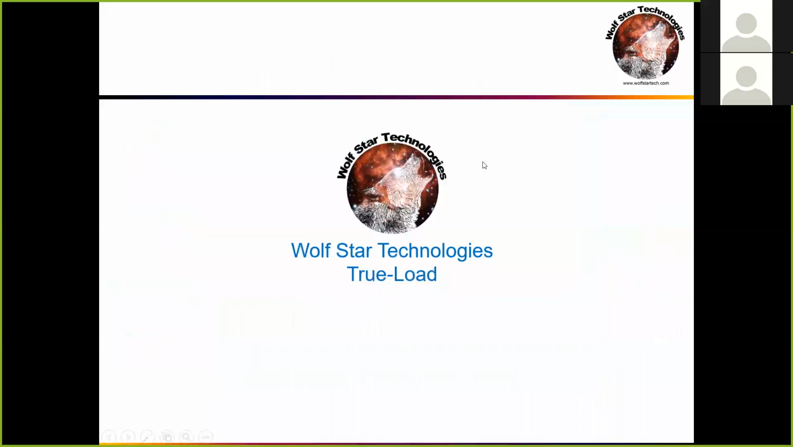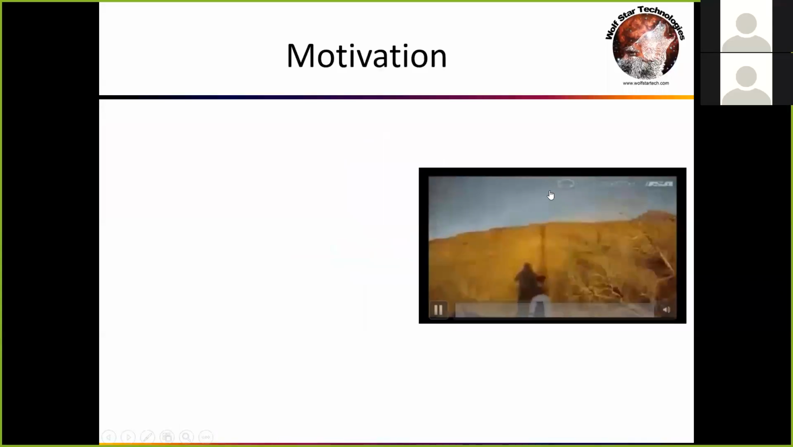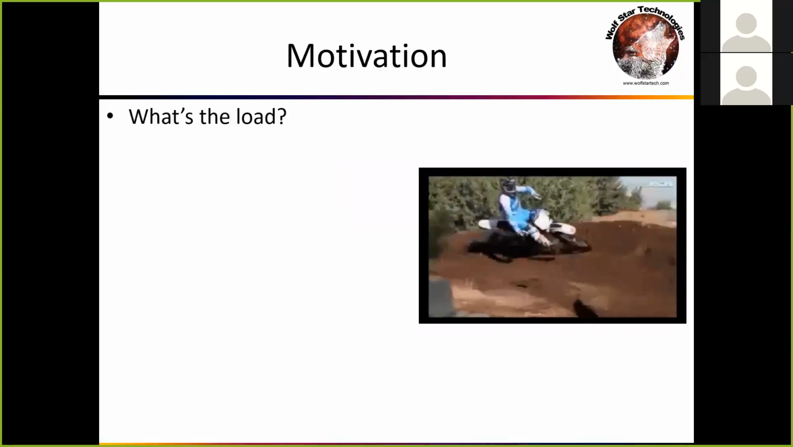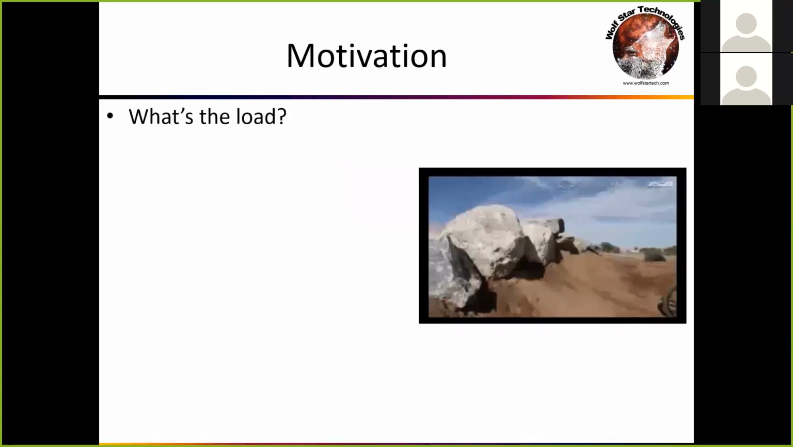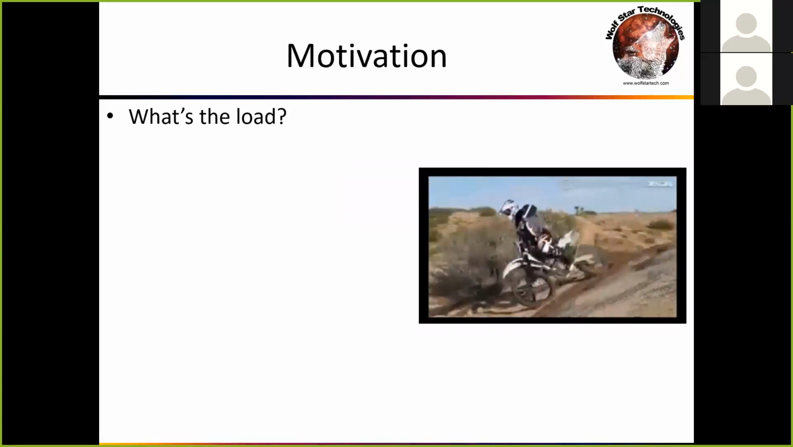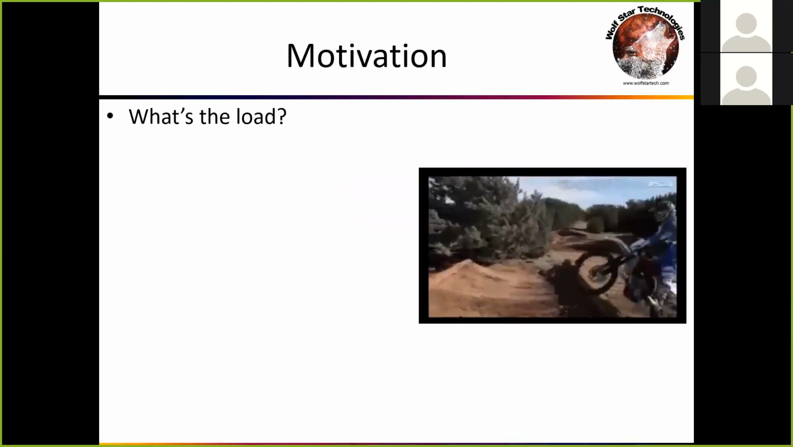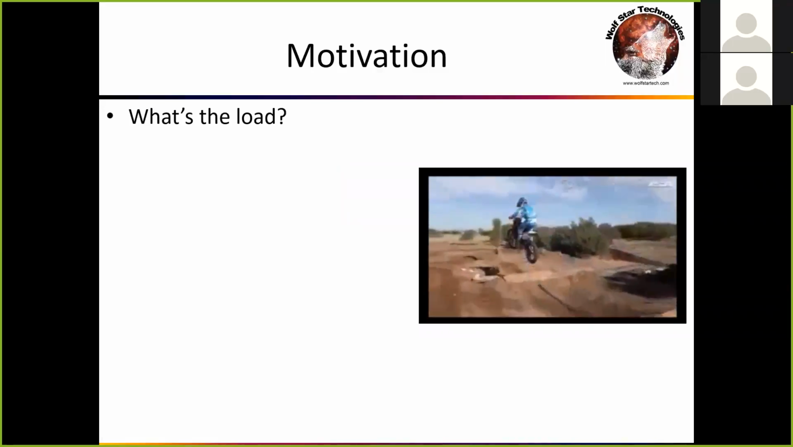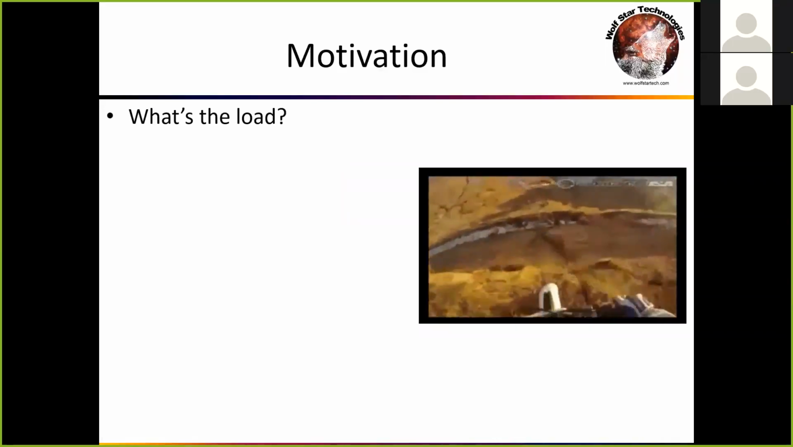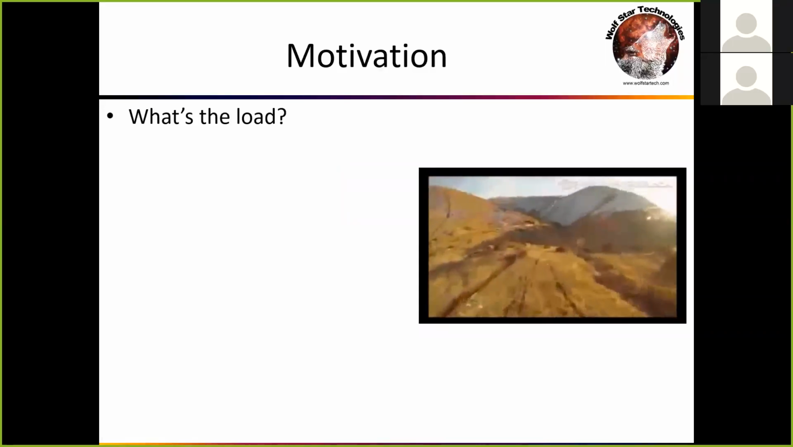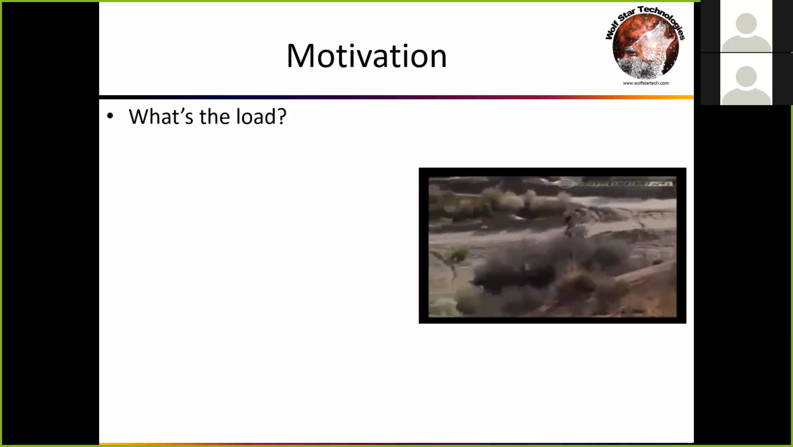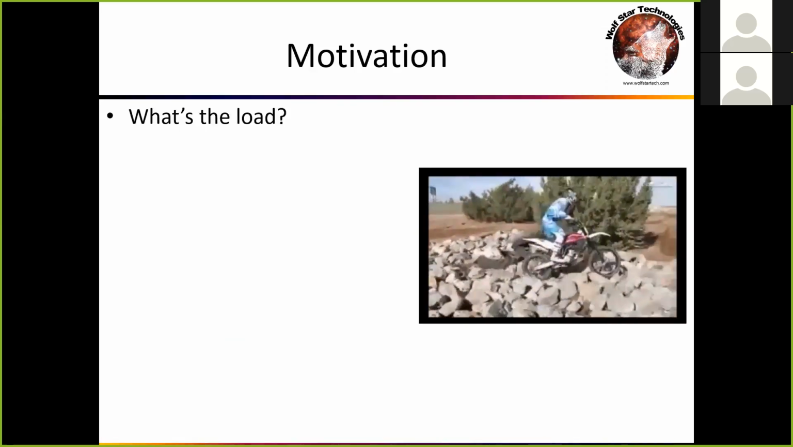Okay, so we'll get right into it now. TrueLoad. So the whole motivation for TrueLoad was quite simply, what's the load? If you're developing a product like this motorcycle here, and if you're the design engineer or the analyst, how can you do your work if you don't understand the loading coming from very complex events like this? These events, it's impossible to measure the loads, it's impossible to calculate the loads, but yet as a designer, as an analyst, you're responsible for the durability of these parts. So how can you do it if you don't understand it?